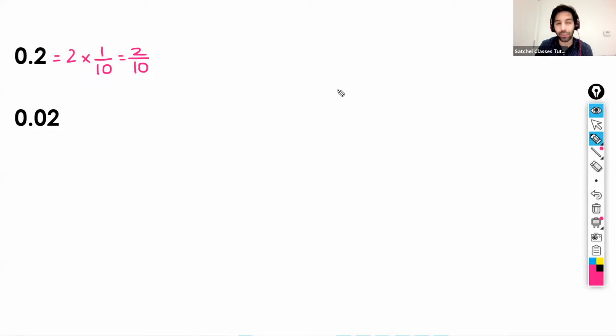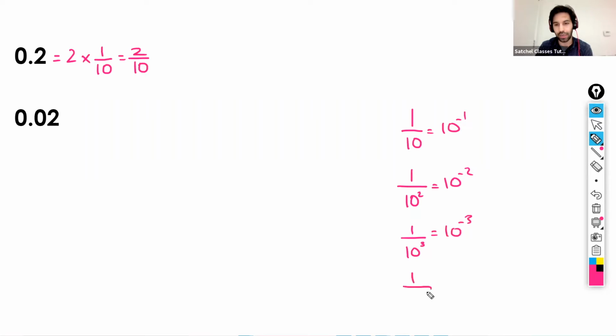Now, 1 over 10, so here's a rule that would be helpful to remember, and you will learn more about this again when you do rules of indices. We can write 1 over 10 as 10 to the power of minus 1, and we can write 1 over 10 squared as 10 to the power of minus 2. We can write 1 over 10 cubed as 10 to the power of minus 3, 1 over 10 to the power of 4 as 10 to the power of minus 4, and so on.